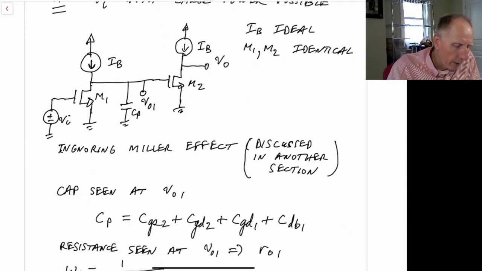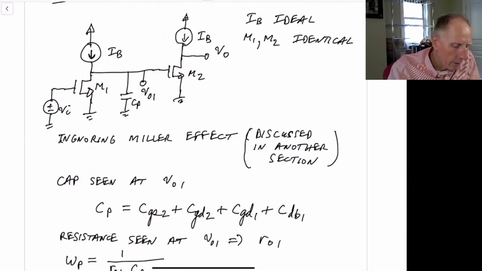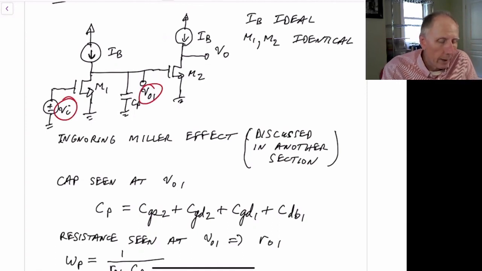So to figure out the gain from here to here will look like a low-pass filter. In order to figure out what that low-pass filter looks like, we need to know the DC gain, and we know the 3 dB pole frequency. Well, we know how to find the pole frequency.